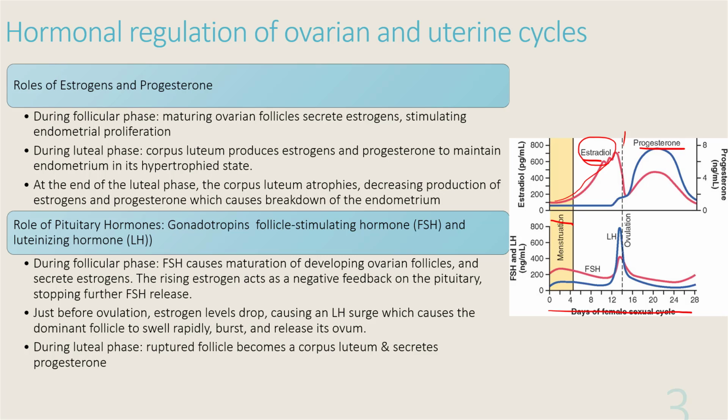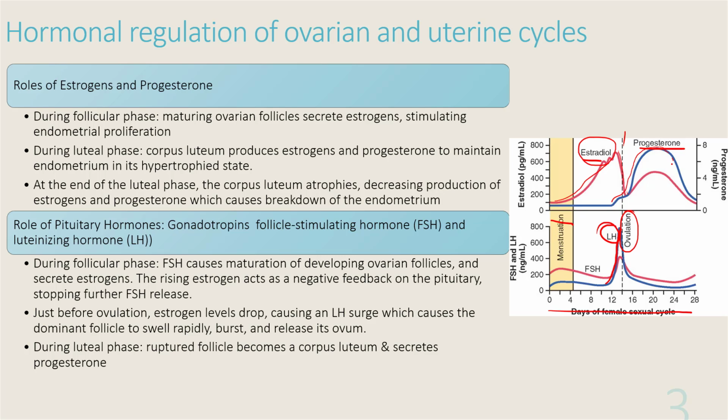And then right before ovulation, so about day 13 or so, estrogen levels drop. And when estrogen levels drop, you have a huge rapid increase in LH, and this is called the LH surge. It's this increase in LH, the LH surge, that causes the mature follicle to rupture and cause ovulation.